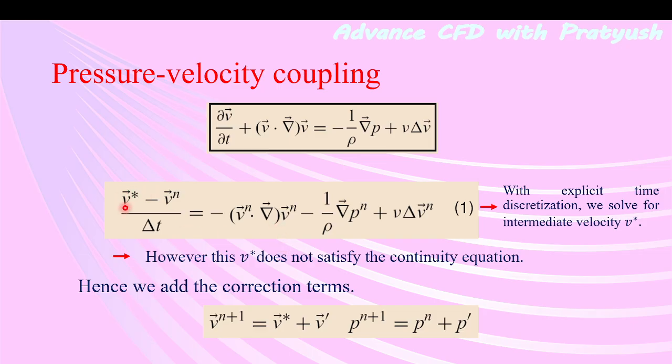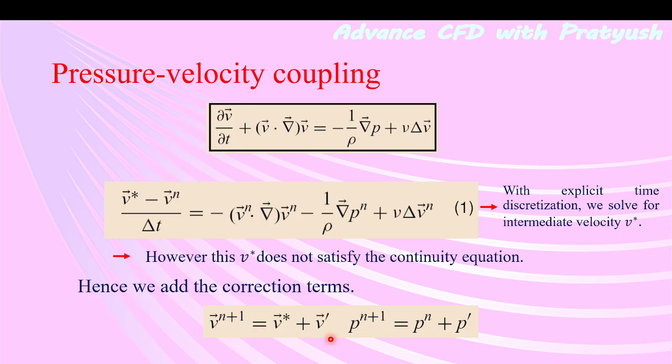So we start with a V star velocity. This V star does not satisfy the continuity equation, but we assume that it satisfies the momentum equation. So this is the kind of equation we come up with if we assume that V star is the intermediate velocity. Now this V star follows the momentum equation but does not follow the continuity equation, so that is why we need a correction here.